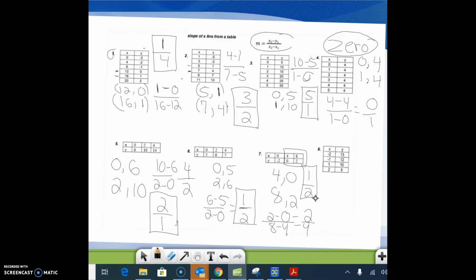Number 8. Okay. I'm going to use the bottom 2 points because they're positive. So, x1 is 1. y1, 10. x2 is 2. Okay. All right. So again, y2, 9 minus 10 over 2 minus 1. All right. 9 minus 10 is what? Negative 1. 2 minus 1 is 1. Done! Okay.